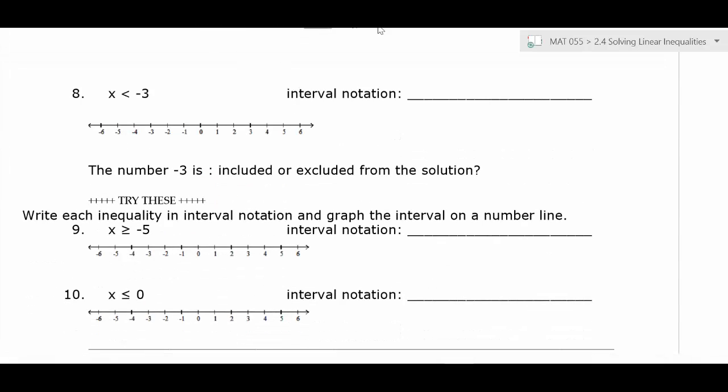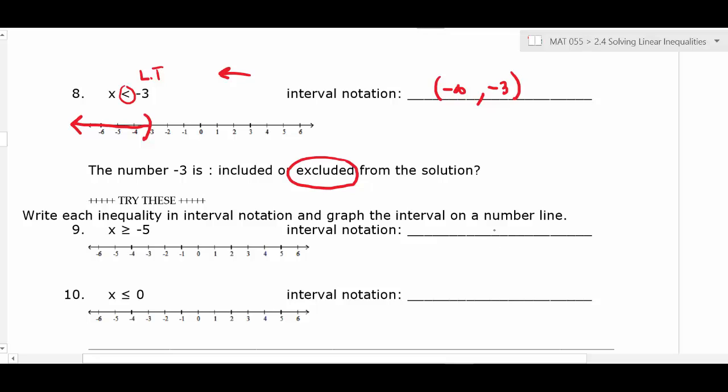All right, now for this one, we're going to do a similar thing. We're looking at -3. This time we've got a less than symbol. Less than means go to the left. We do not have an equal to bar, so we're going to use a parenthesis, and then we're going to shade and put that arrow like that. This time we are excluding -3 from the solution because there's no equal to bar. In interval notation, if it goes forever to the left, then infinity is on the left, and you have to be sure you have negative infinity. Then it ends at -3, with a parenthesis like that. Okay, so that's how that goes.